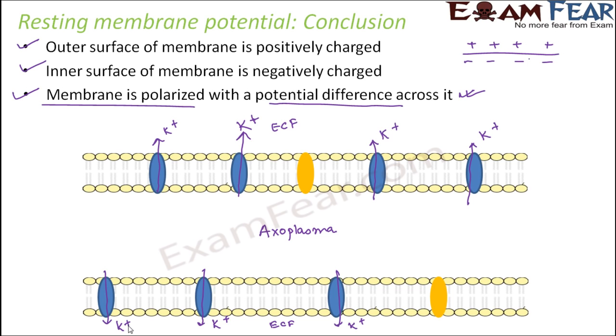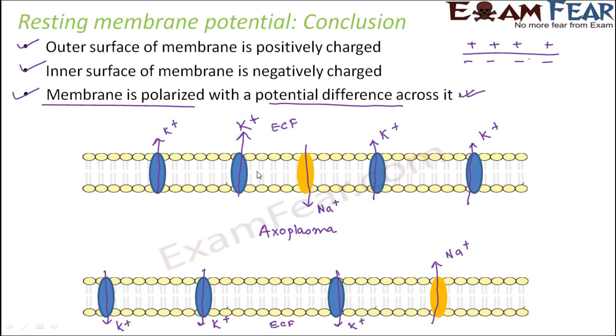The next type of channels are the sodium channels, which are lesser in number than the potassium channels. So these yellow colored channels are the sodium channels. They are also passive channels. So they will allow sodium to move from region of high concentration towards region of low concentration. And we know that sodium is more outside when compared to inside. So these channels will push sodium inside.